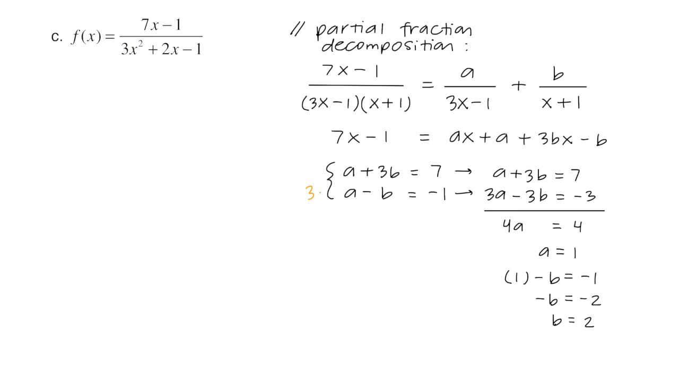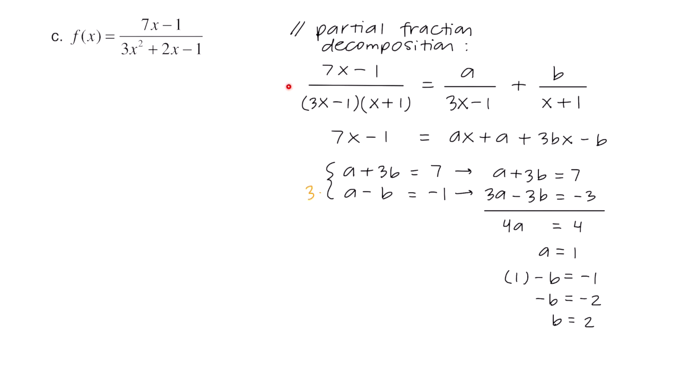For part C, we have f of x equals 7x minus 1, all divided by 3x squared plus 2x minus 1. Since our function is definitely not in the form of 1 over 1 minus x, we're going to do partial fraction decomposition. We take this original function and the denominator factors to 3x minus 1 times x plus 1, and we take both of these factors and write two fractions. They're both linear denominators, so the numerators are going to be constant values. I just used A and B.